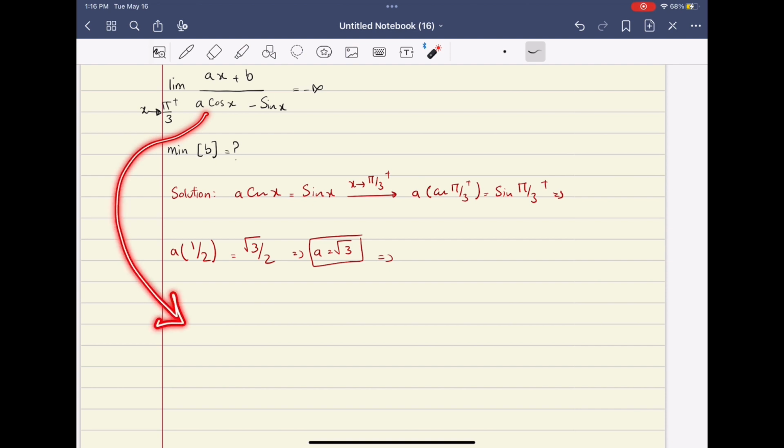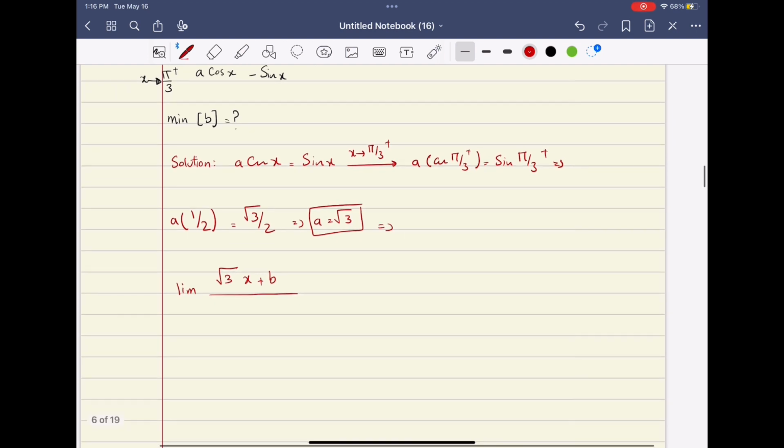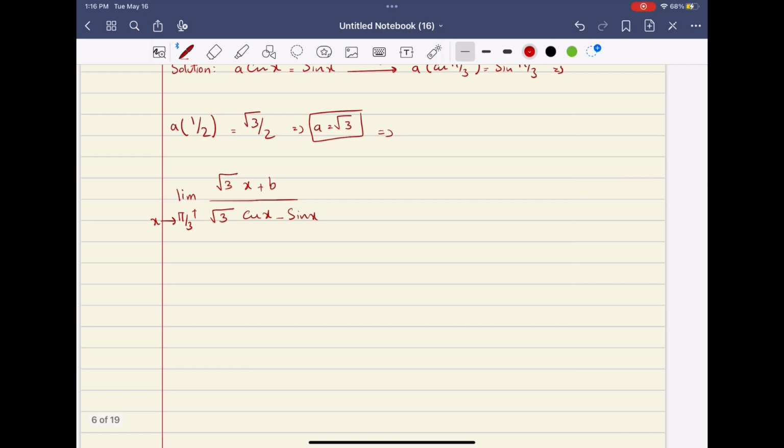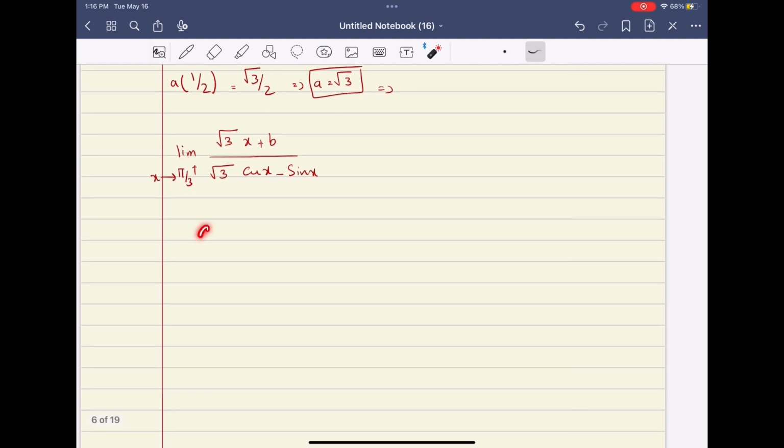Then we are going to put the a in the problem, so it would be the limit of (root 3 x plus b) over (root 3 cosine x minus sine x), x approaching pi over 3 from the right hand side or positive. So the x is approaching pi over 3 from the right hand side.